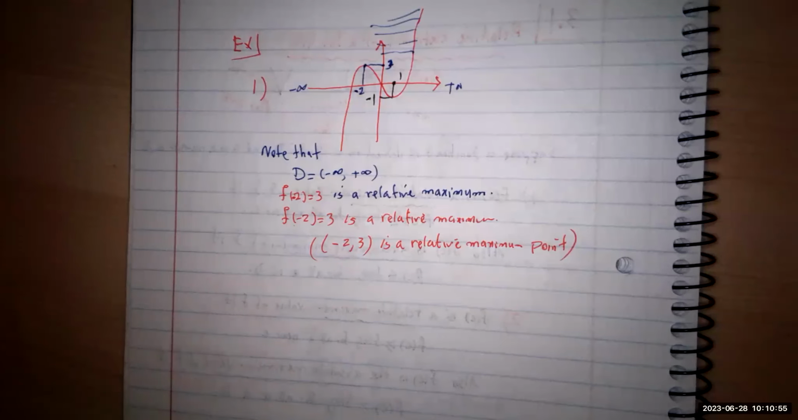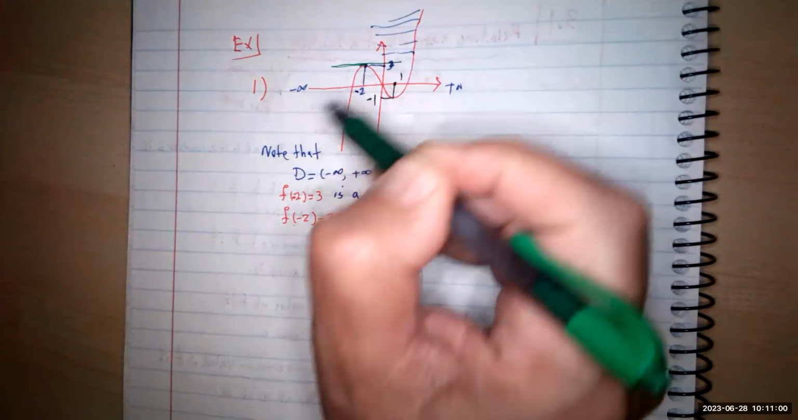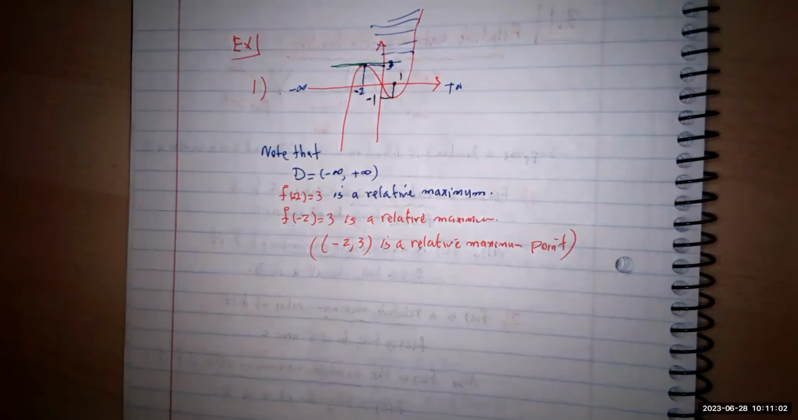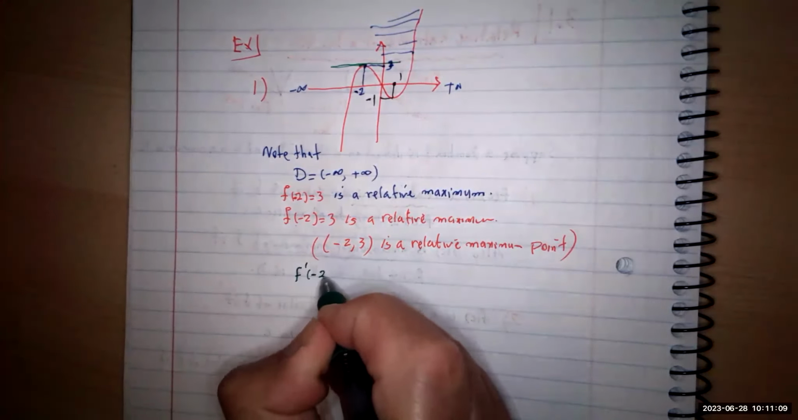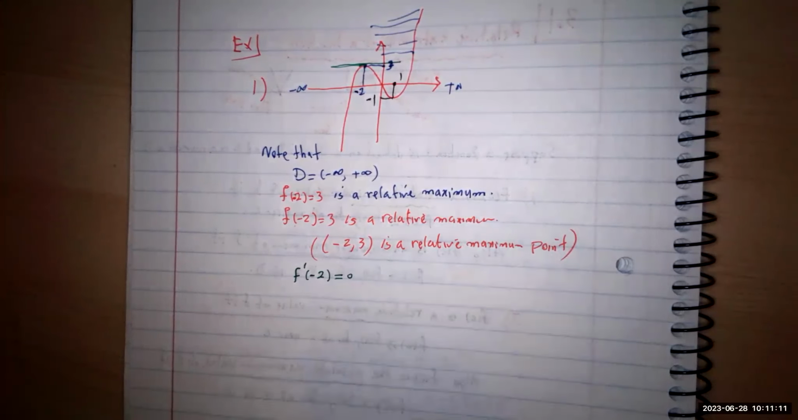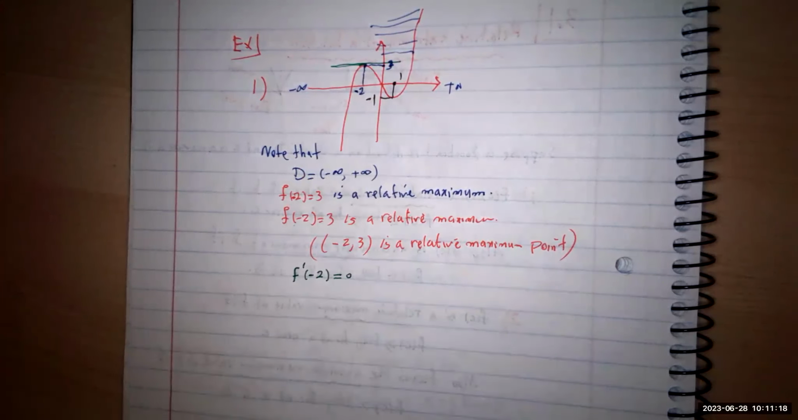And as you can see at this point, the graph's tangent line is horizontal. You know that the tangent line is horizontal if the derivative is 0. So that gives you the idea that f prime of -2 is also equal to 0, because at this point the tangent line or the rate of change is going to be 0. So that will help you in the future to see how you're going to find it. Okay, any question?